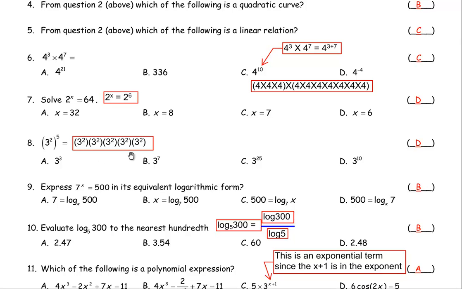So that's why you multiply the 2 and the 5 to get 10. And so 3 to the 10th would be the correct answer for number 8. For number 9, 7 to the power of x equals 500. You have to express that in its equivalent logarithmic form.